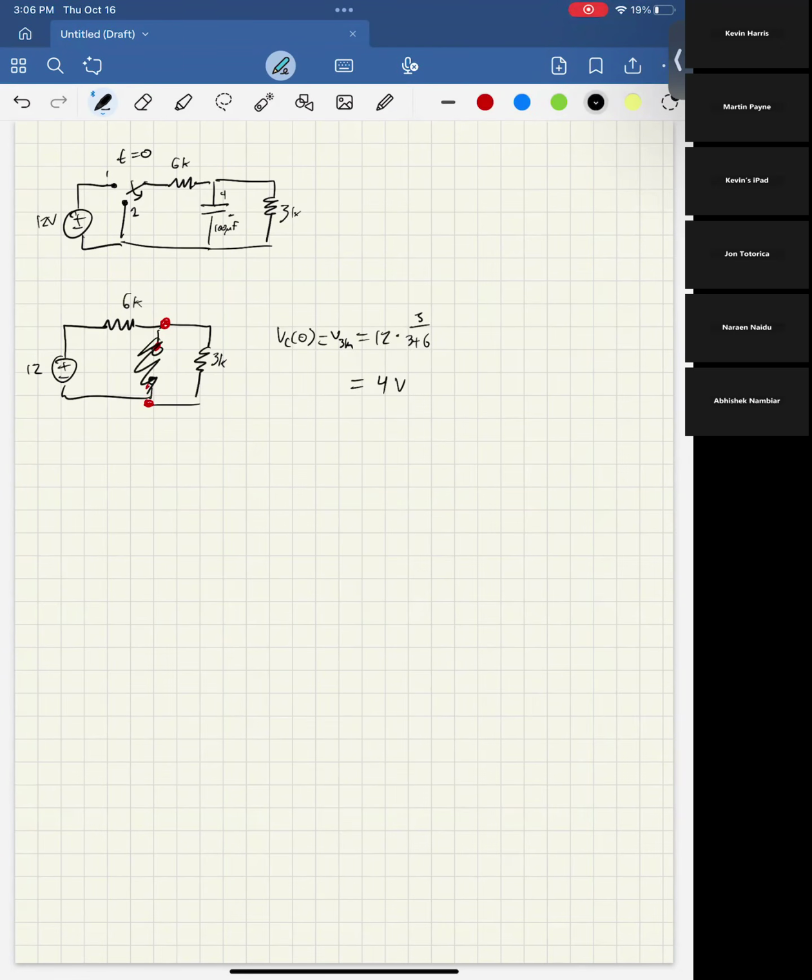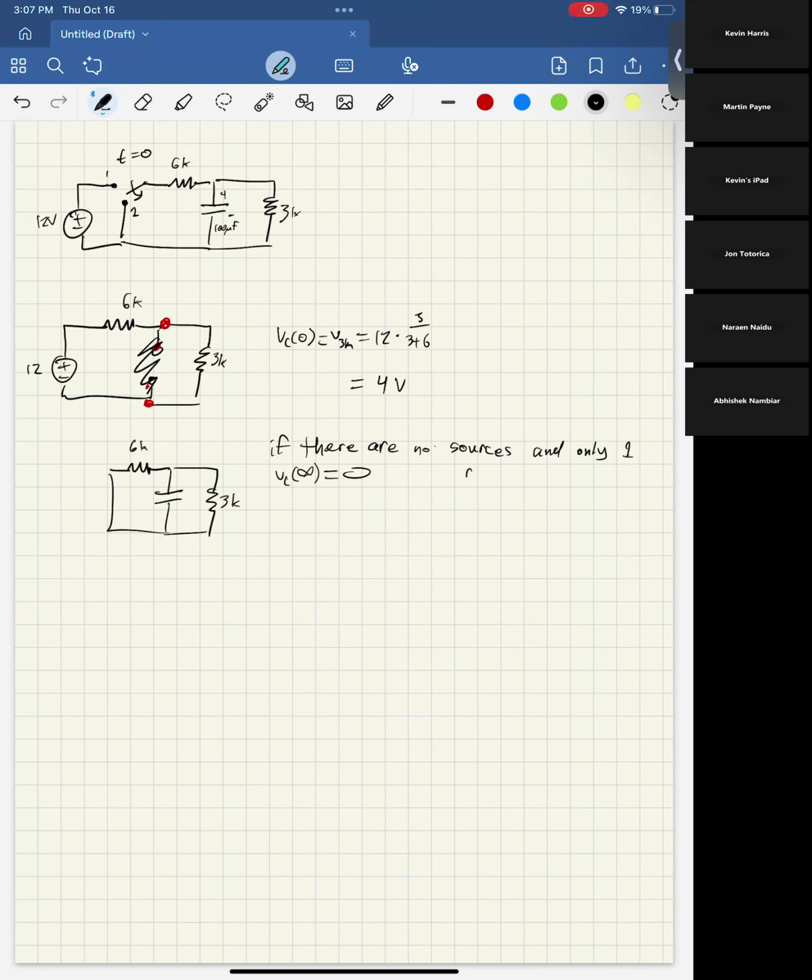And then VC of infinity. Now we're going to connect it like this. We have our 6K and we have our 3K. If there's no voltage source and no current source in the circuit, then eventually this capacitor will just discharge its power and the resistors will dissipate all the power. Since there's no extra energy being put into the system, eventually you'll have VC of infinity equaling 0. So basically, if there are no sources and only one capacitor is the key thing.